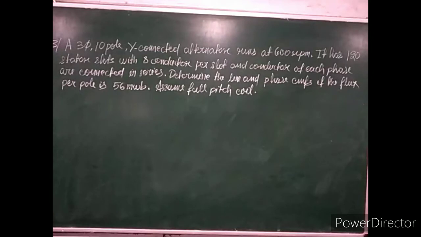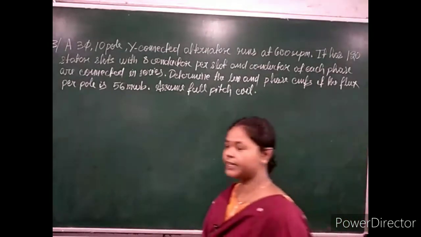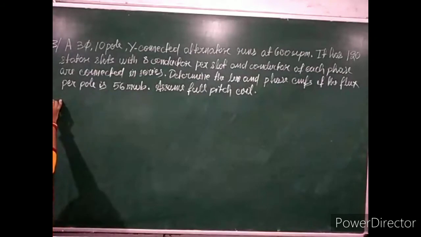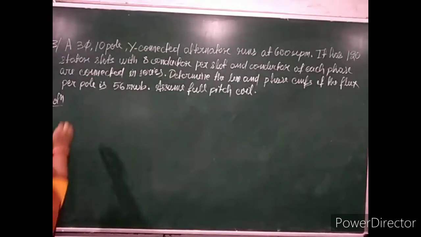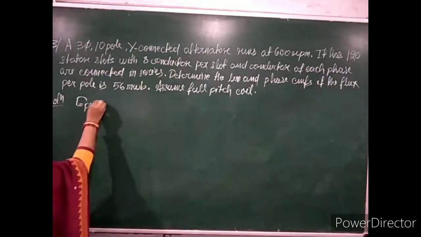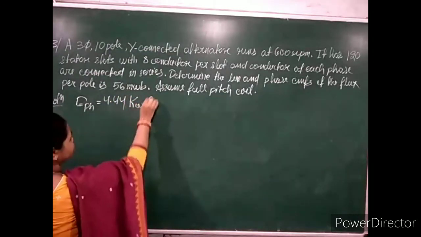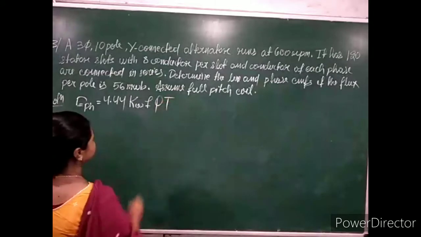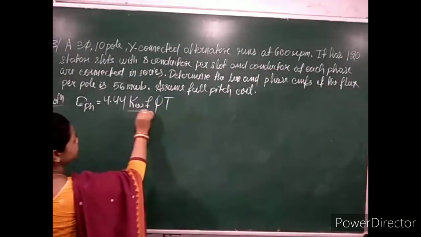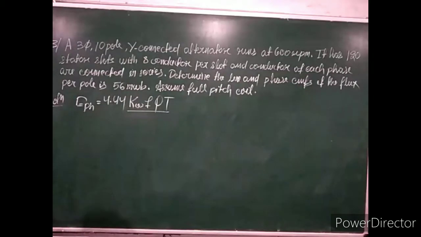Assume full pitch coil. You know that the generated EMF for a 3-phase alternator, the phase quantity, is 4.44 into winding factor into f phi T. Here these parameters are unknown. We have to find these parameters first, then only we can find the EMF generated per phase. So first here we see what data are given.